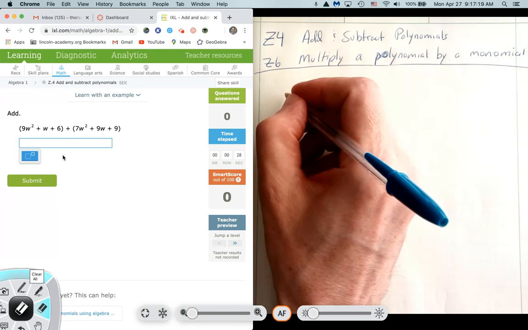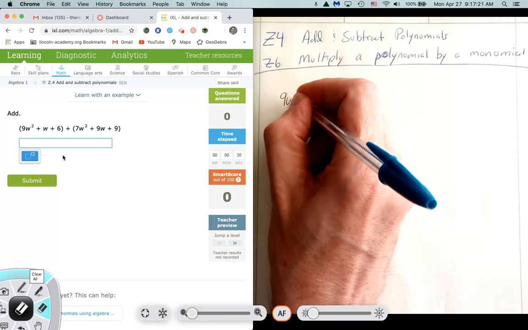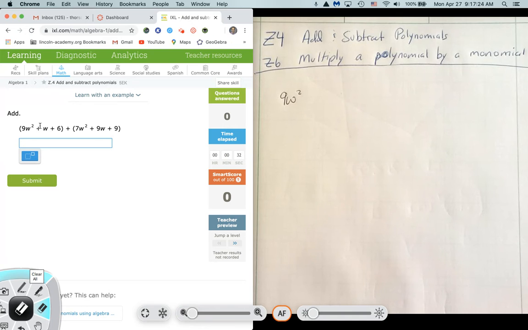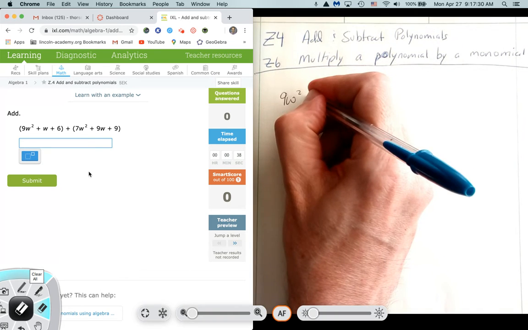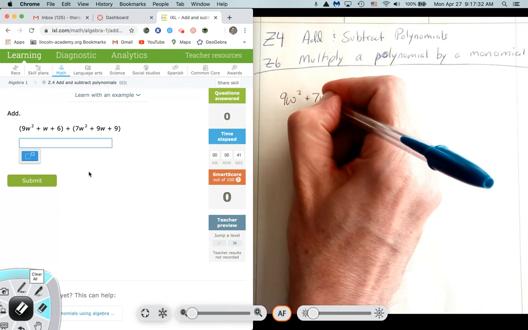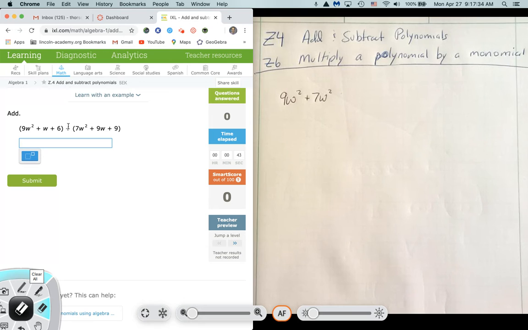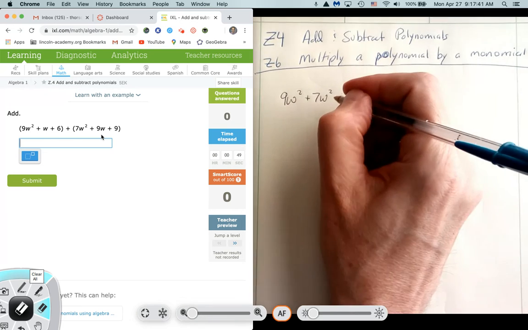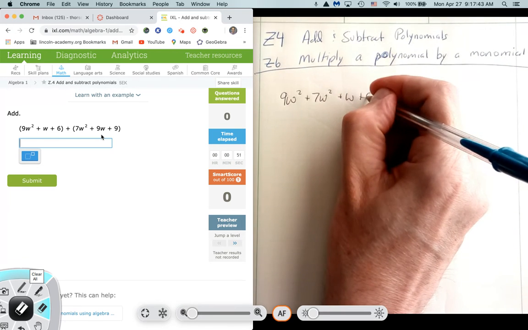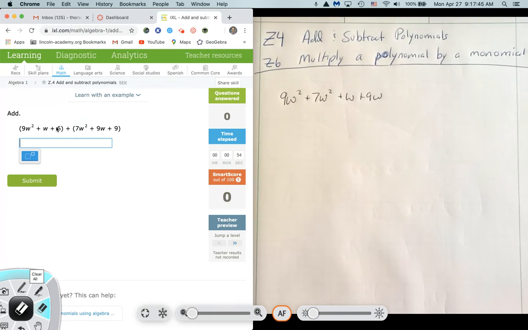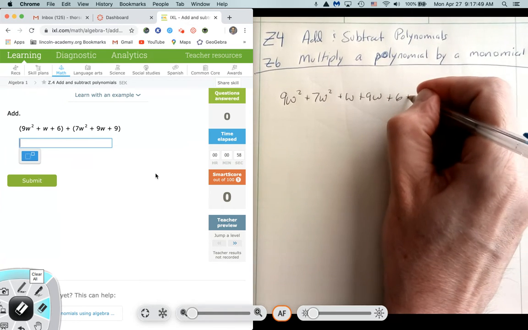So what I'm going to do is I'm going to actually combine the 9w squared, the terms that have the same exponent. So this has a w squared, this has a w squared. So I'll combine the 9w squared to the 7w squared. In other words, I can rearrange and group the two like terms. I'm going to add the w to the 9w. And lastly, I'm going to add the 6 to the 9.